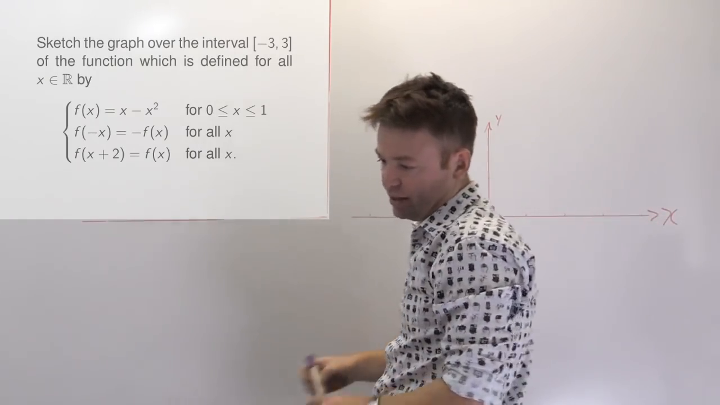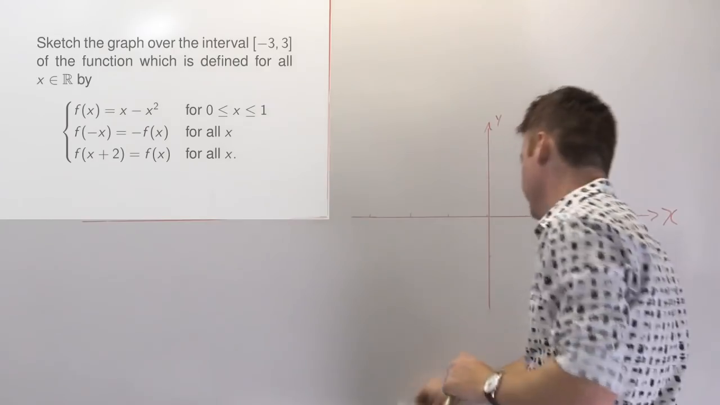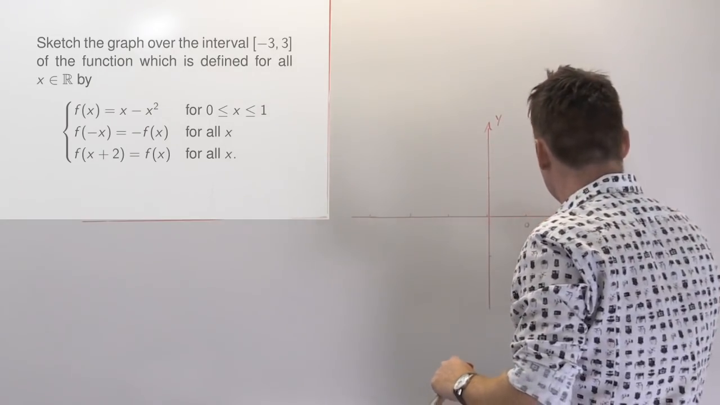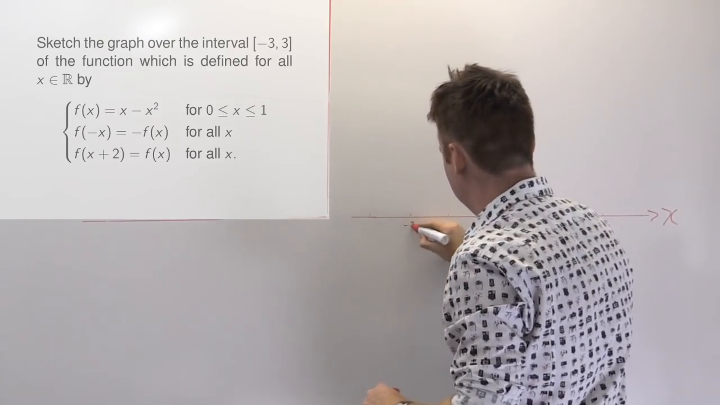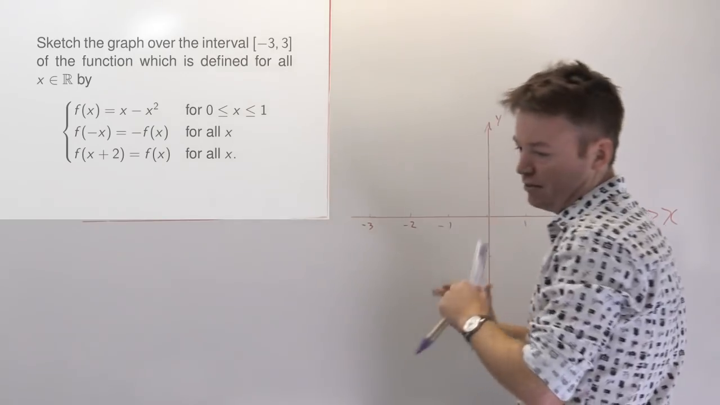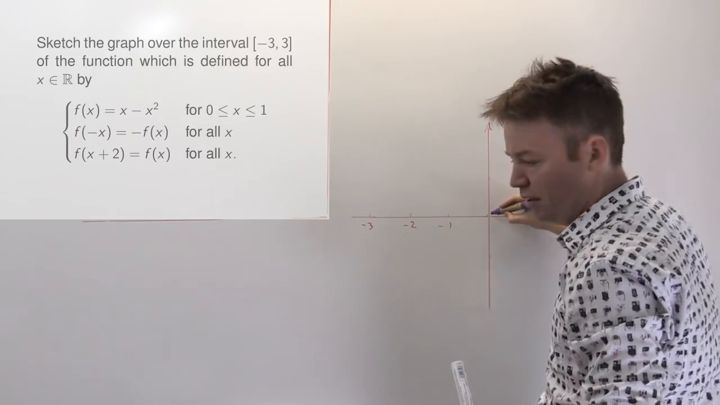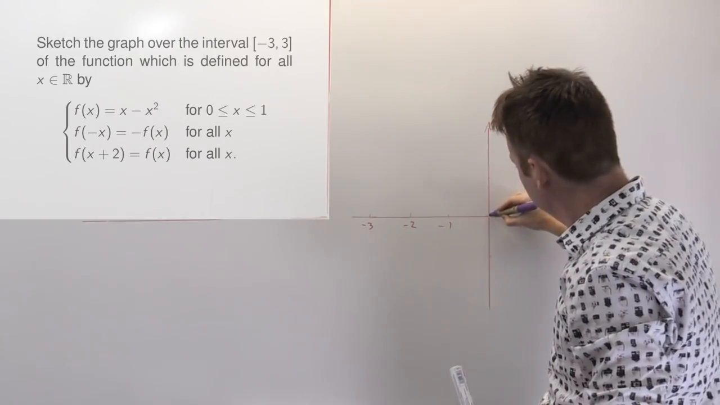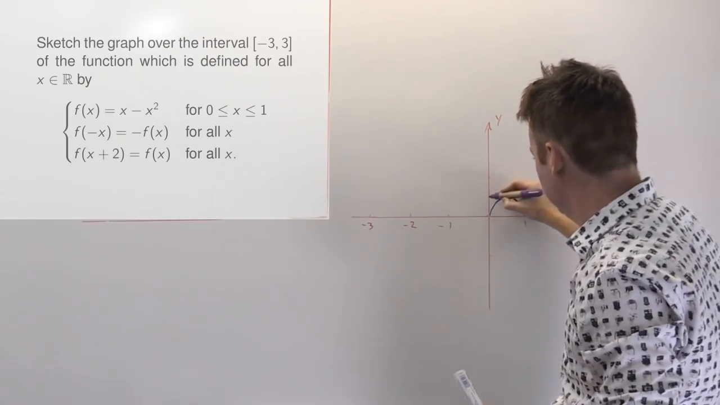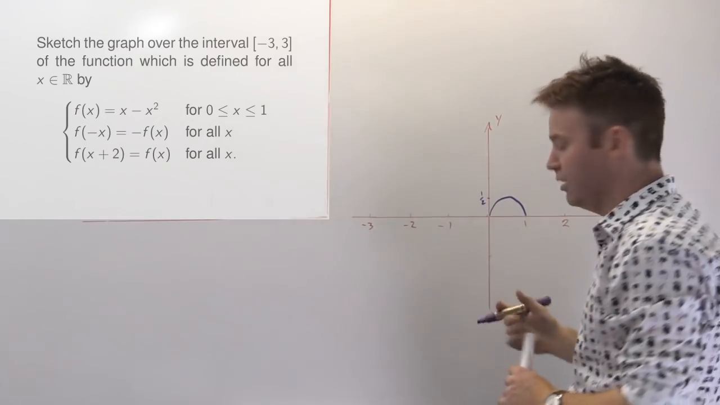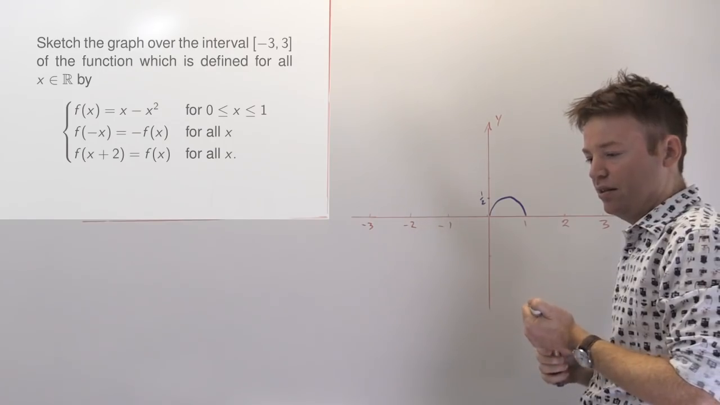Okay, the first thing it gives me is the function x minus x squared in the interval 0 to 1. So let me just put out what my 0 to 1 is here. 0, that's 1. And it says the function is x minus x squared. So that's going to look something like an unhappy parabola, like that, which peaks at 1/4. Good.